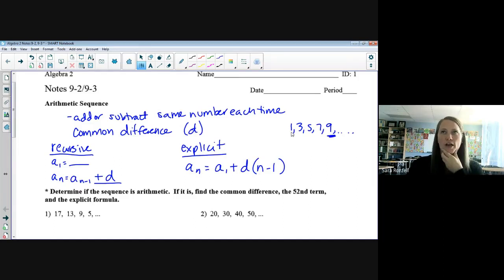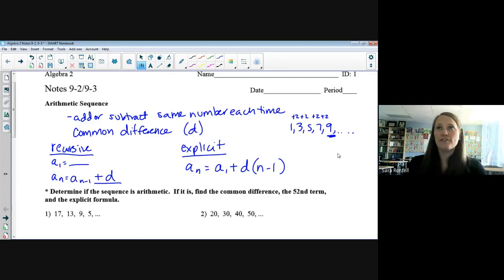I start with 1, and then I'm adding 2 how many times? Plus 2, plus 2, plus 2, plus 2, right? How many times did we add 2 to get to 9? 4 times, right? But I'm trying to find the fifth term. So I don't need to add 2 5 times because I already had a beginning number. So I start with 1, and then I'm going to add 2 4 times to get to my fifth term. That's what this equation is saying. I get my first term, and then I'm going to do my common difference, and this is how many times I'm going to add it, which is always 1 less than the term number I want.